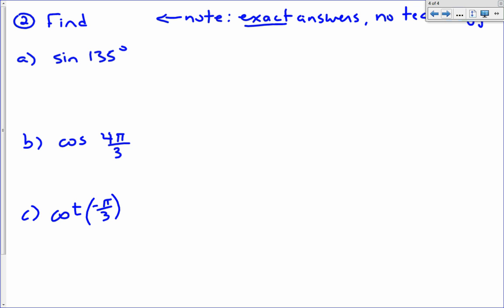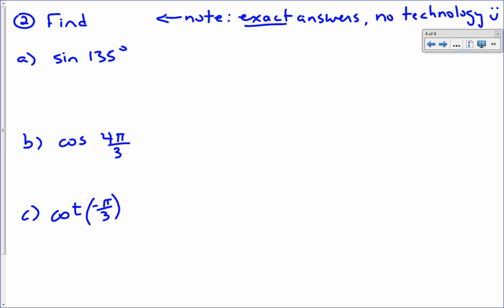So when I say find the trig ratio, find the sine of 135 degrees, I'm saying I want the exact value, not a rounded value, and I don't want you to use technology to do it. So we're not using calculators to do this. We're using our charts with the 3 special angles on them, and we're using the CAST rule or a smart trig class rule to find out where things are positive.